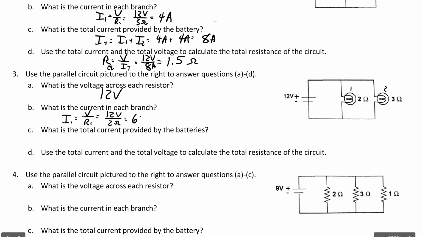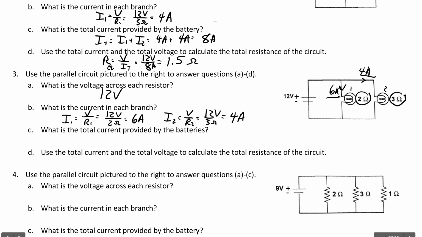So there's 6 amps of current through the first branch. And there's going to be V over R2, 12 divided by 3 ohms. So now this is 4 amps. So it's different. And is that at least what we would expect? Because there's less resistance, so there's more current. And here there's more resistance, so there's less current. So at least that makes sense.